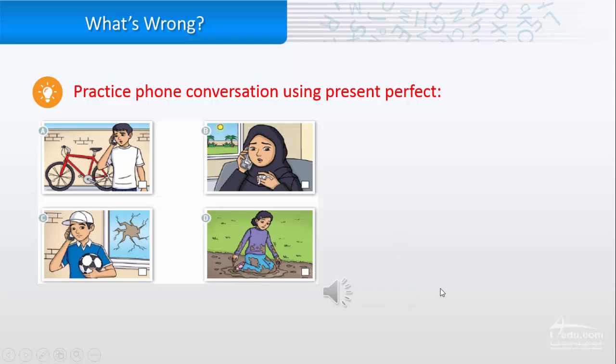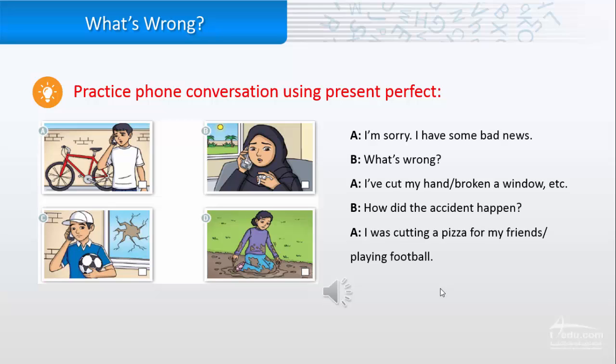So here we have the four pictures and all the girls and the boys here are talking to their parents and telling them what problems they have. So I'm sorry, I have some bad news. What's wrong? I have cut my hand, broken a window, and so on. How did the accident happen? I was cutting a pizza for my friends or playing football and so on. So this is how to tell someone if you have a problem, and the other person can find a solution for you, and you can explain how these things happened.